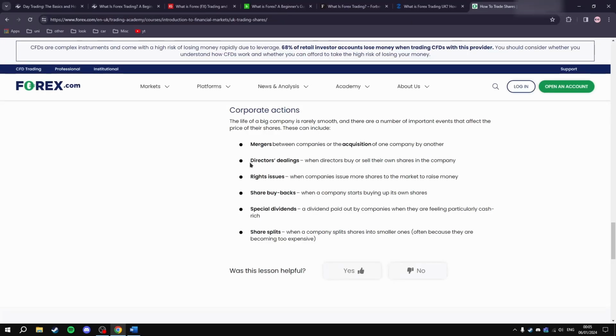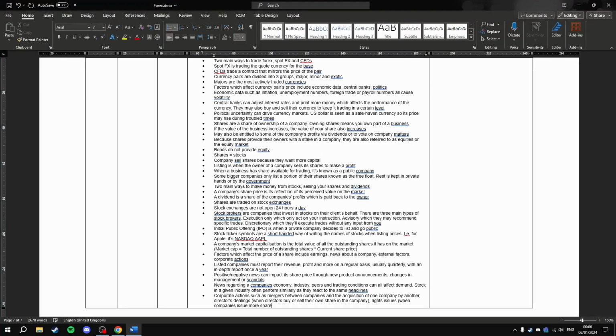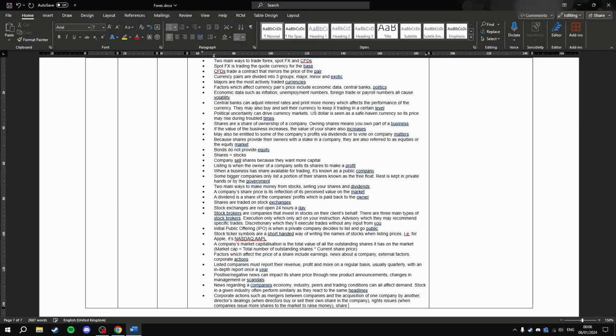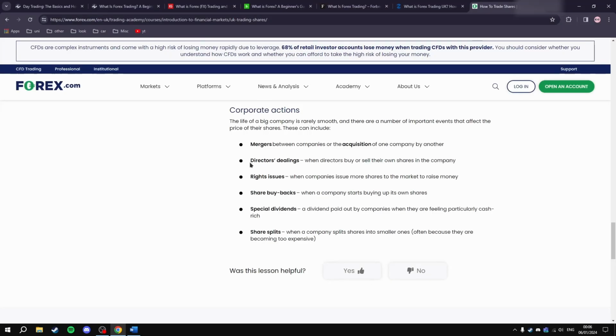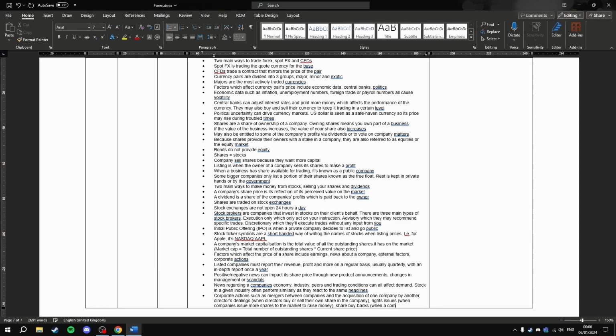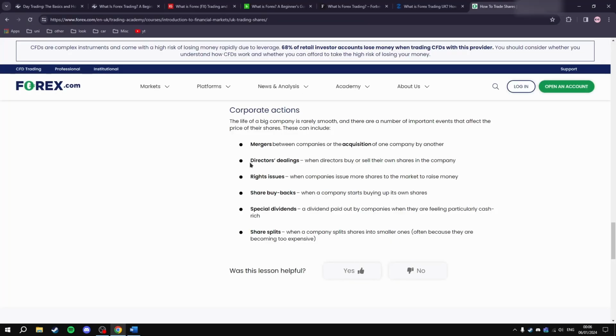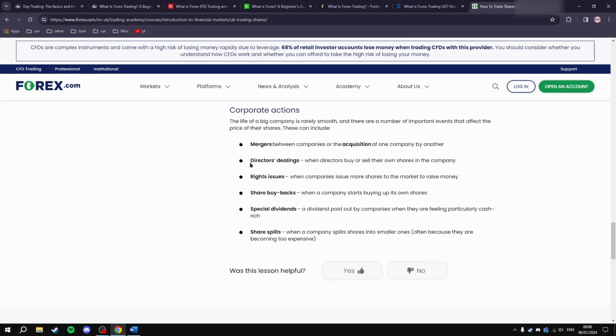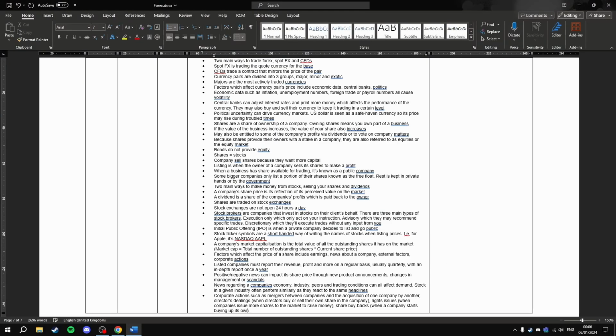Companies issue more shares to raise money. Share buybacks: when a company starts buying up its own shares from the market.